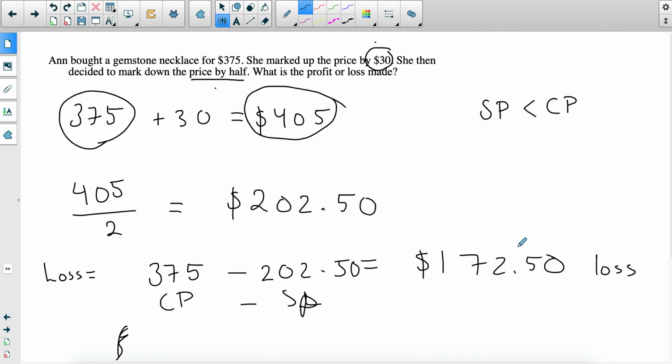The main thing you need to take out of this is what do we mean by markup and markdown, and sometimes they tell you the markup and markdown by using percentages, so you need to be aware of that. You also need to interpret the question, whether there's a profit, there's a loss, and what type of calculations you'll have to use.